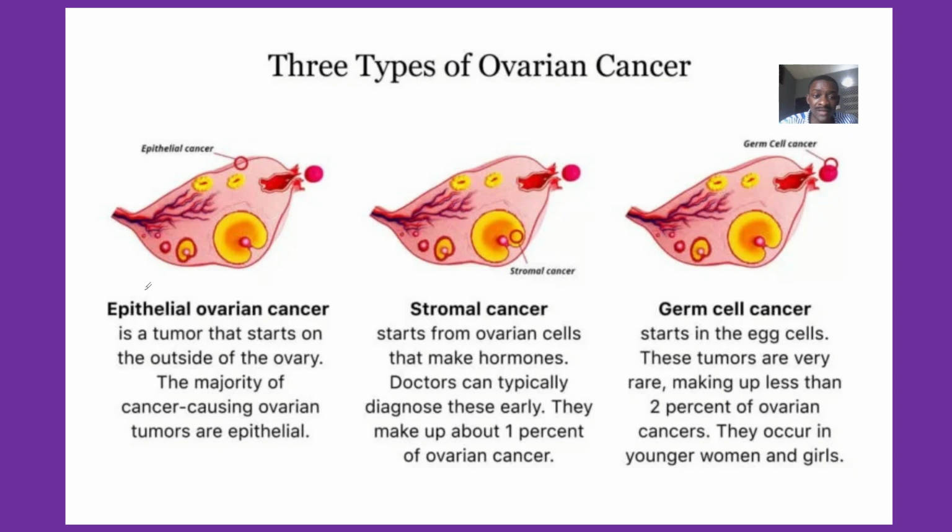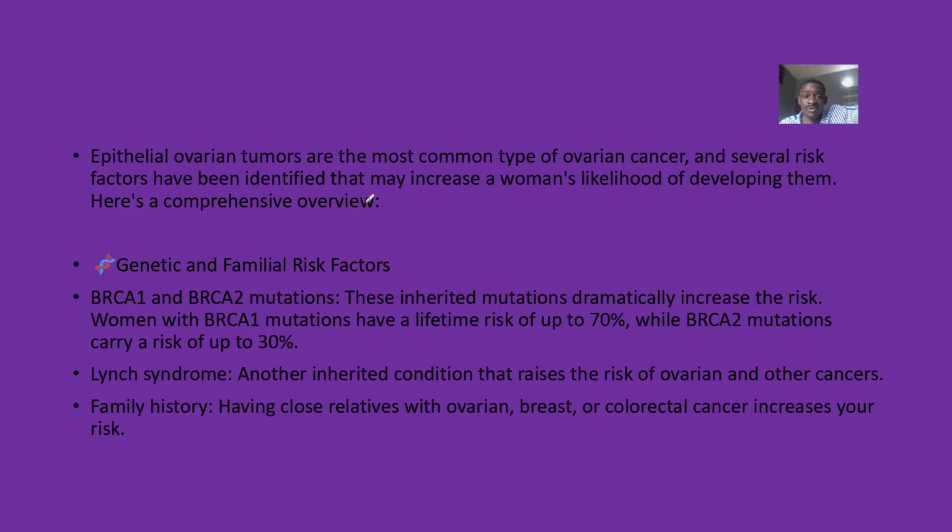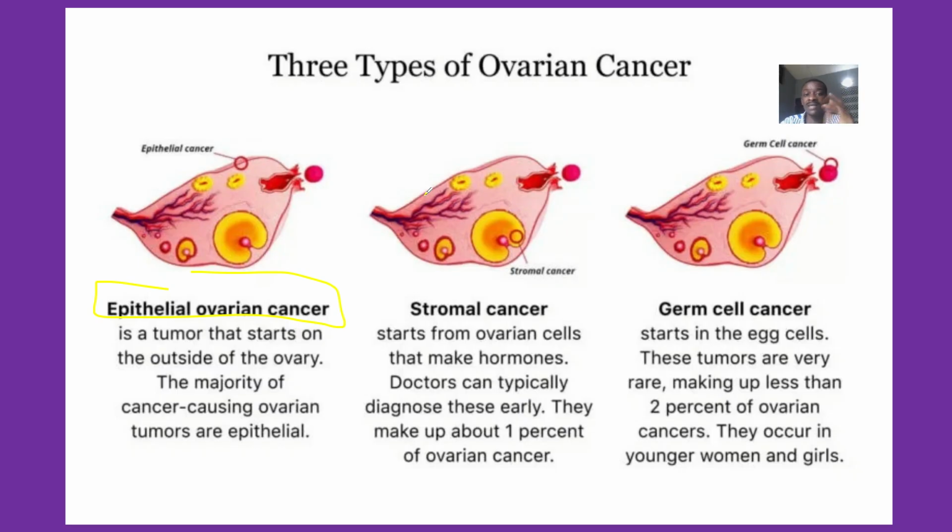tumors, and we are just singling these ones out. We are singling out the epithelial ovarian tumors to talk about their risk factors. Now, epithelial tumors, we said, are the most common type of ovarian cancers. That's why anytime they group ovarian cancers like this, they still shed more light on epithelial ovarian tumors.